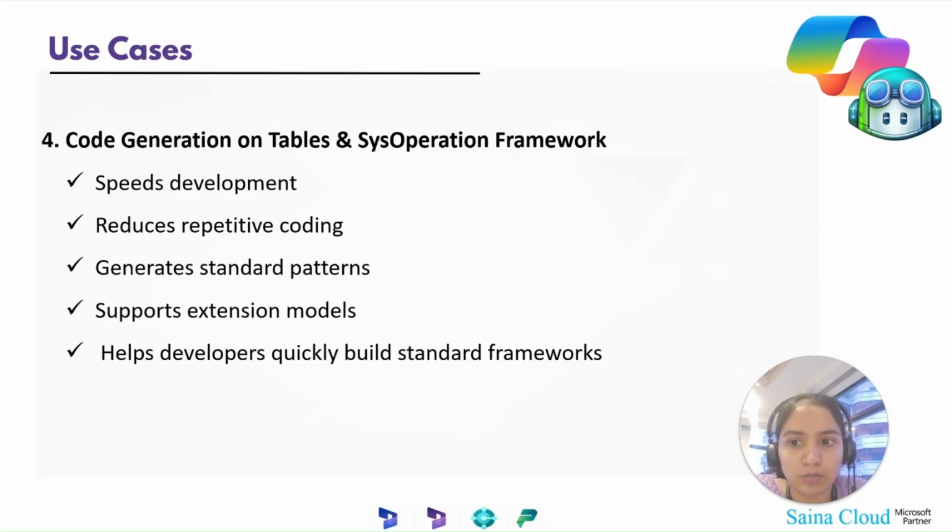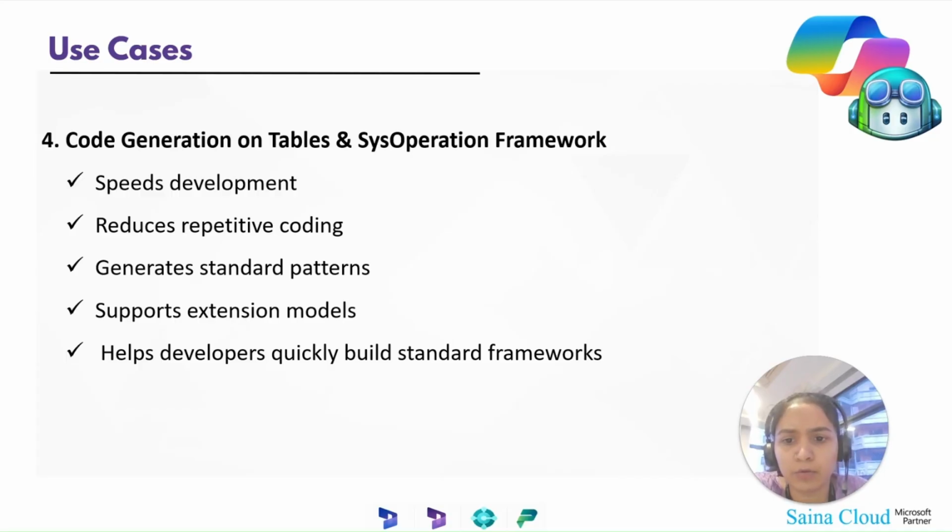We can use this one. Generate the standard pattern. As per the standard pattern, Copilot will generate the class, methods, and reusability. It will optimize the code also. Supportive extension model: it will support the extension model also. Not only new table creation and new class creation, it will use the existing table and create the extension. We can add all the methods or all the new fields also.